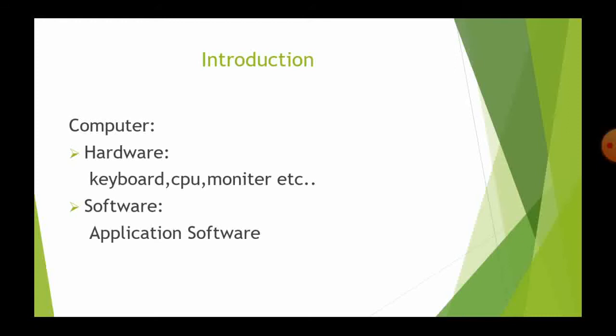That is software. Software is a set of instructions given to the computer. For example, Microsoft Office, MS Word, Excel. They have prepared some code, a set of instructions, to do some task. That is called software.